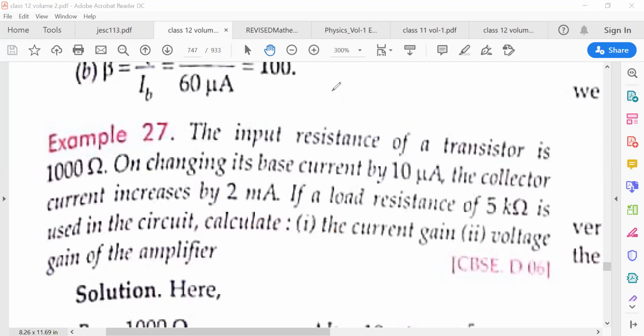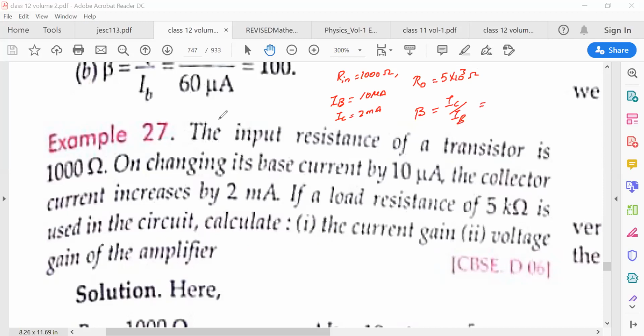So question வந்து they have given input resistance R input, it is your 1000 ohms, and இங்க வந்து base current கொடுத்திருக்காங்க, base current 10 microamps. Collector current increases by 2 milliamps, so collector current IC is equal to 2 milliamps. If the load resistance is 5 kilo ohms, R naught is 5 into 10 power 3 ohms, and is used in the circuit. Calculate the current gain. Current gain beta is equal to IC by IB.